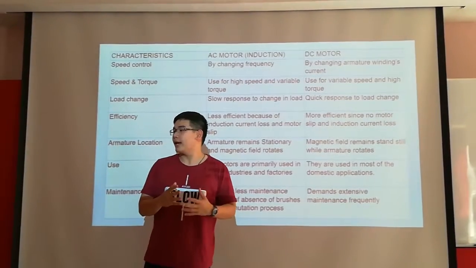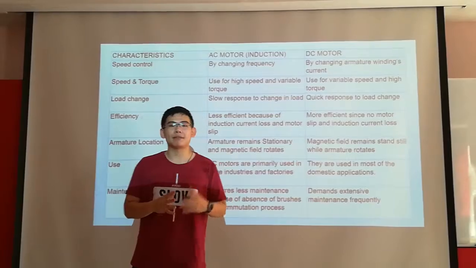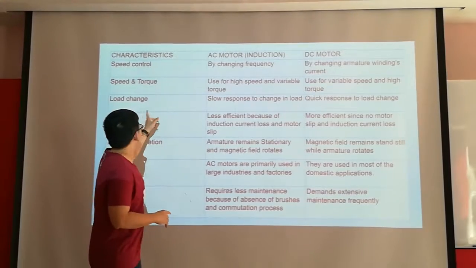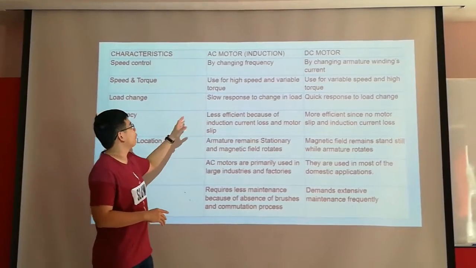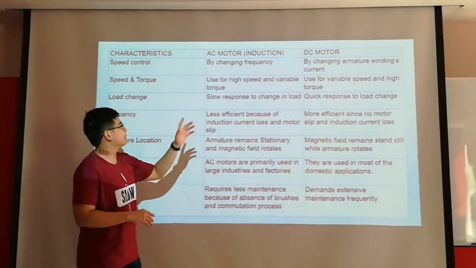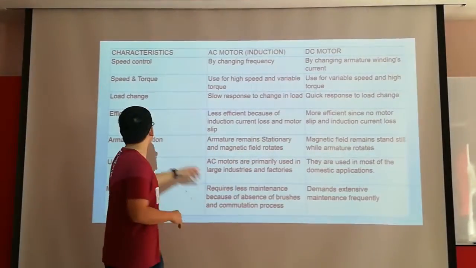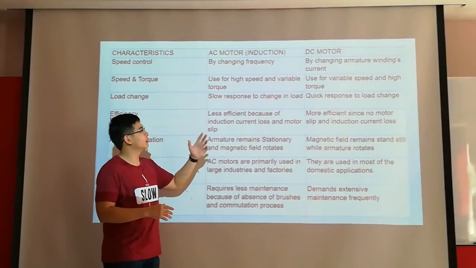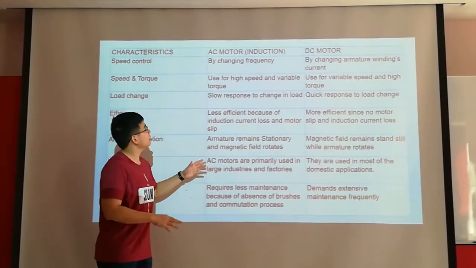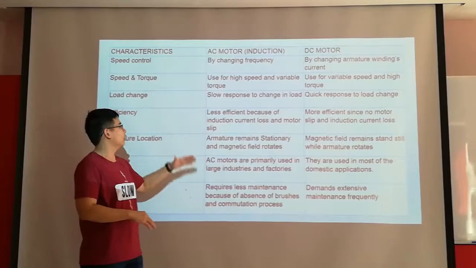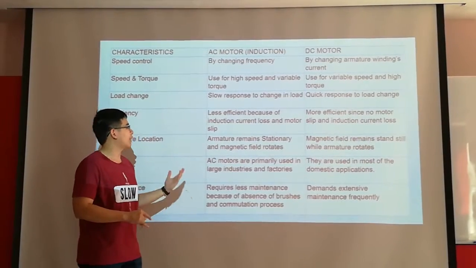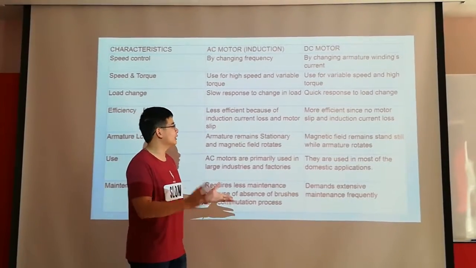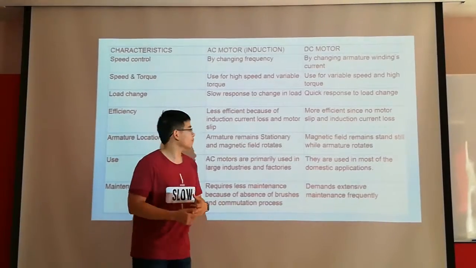For the speed control, the AC motor is controlled by changing frequency, but the DC motor is controlled by changing armature winding current. For the speed and torque, the AC motor is used for high speed and variable torque, but the DC motor is used for variable speed but very high torque. For the load change, the AC motor responds slowly to change in load, but the DC motor responds very quickly to the load change. For the efficiency, AC has low efficiency because of induction current loss and motor slip. But the DC motor is more efficient since there is no motor slip and induction current loss.